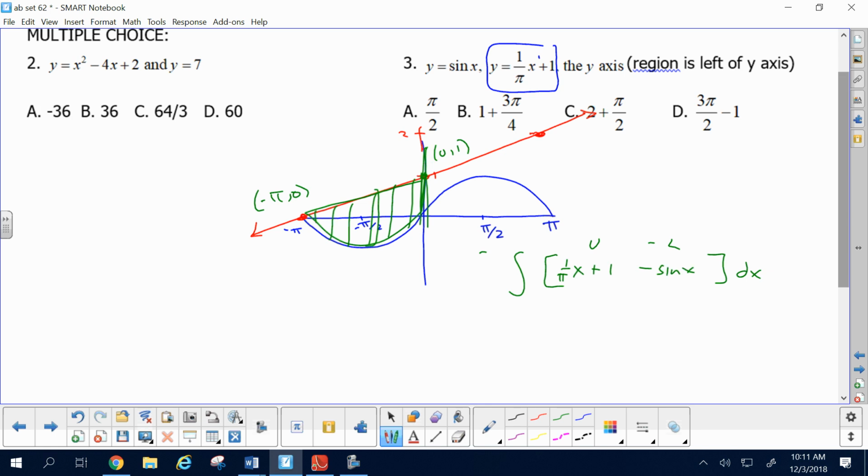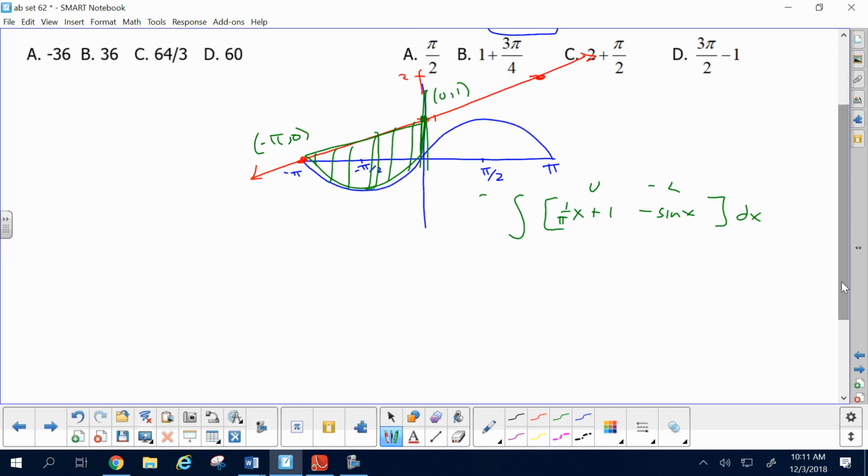From where to where? Not 0, negative pi to 0. Remember you're using the x region. The x part of the region is from negative pi to the y-axis, 0. Are we cool? Now let's integrate.